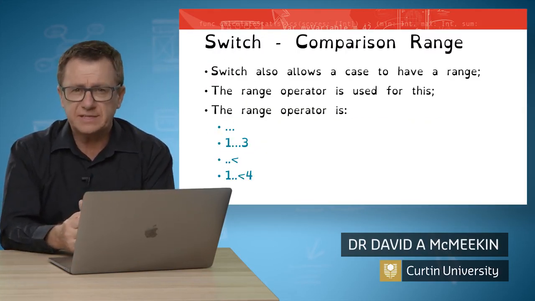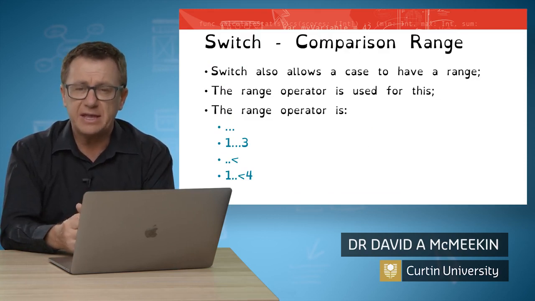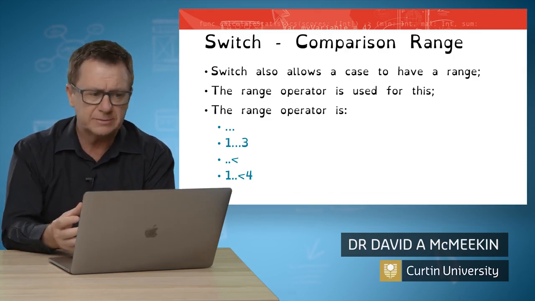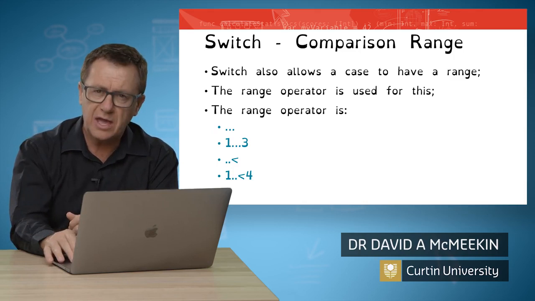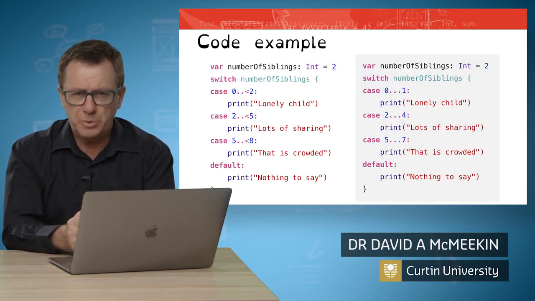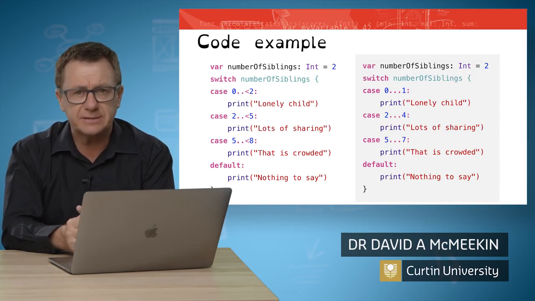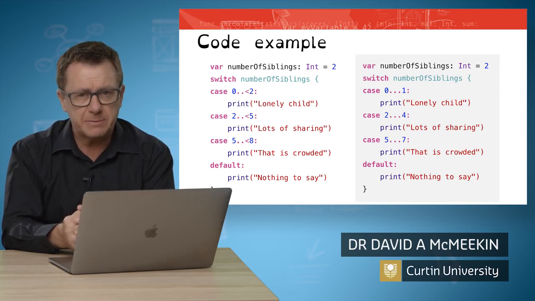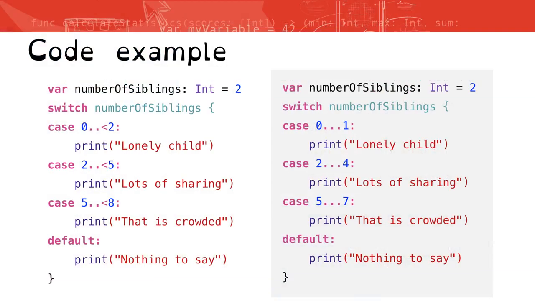Switch also gives us the ability to compare in a range. So we look for a value of our variable within a range. Let's take a look at that in some code. We have two pieces of code here in front of us. Both pieces of code actually do the same thing, but in a slightly different testing of our case.